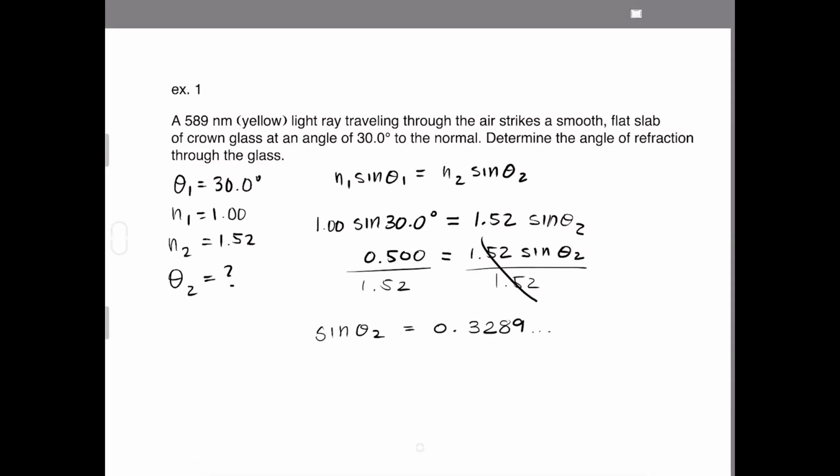Okay, so I have, let's see, 1, 2, 3, 6 people in here right now. Out of the 6 of you guys in here, do any of you guys know what to do next? How do I get theta out of a sine theta? What should I do? You can write it in the chat if you think you know.